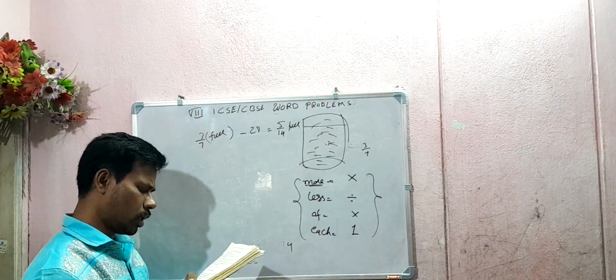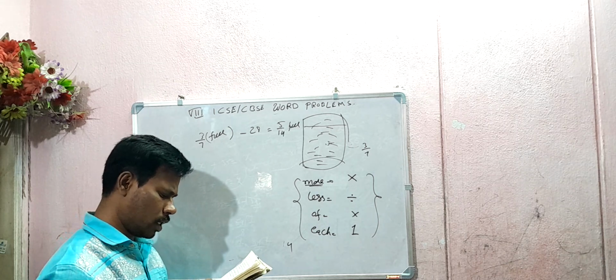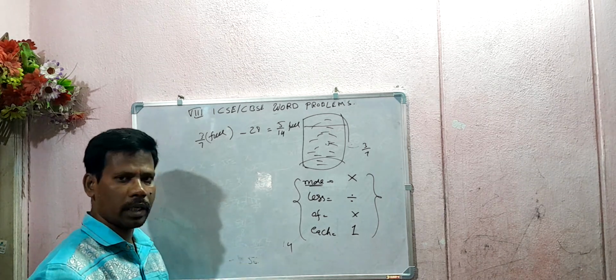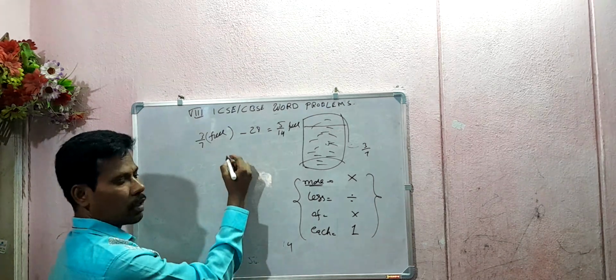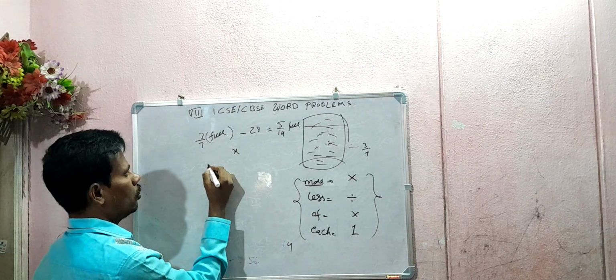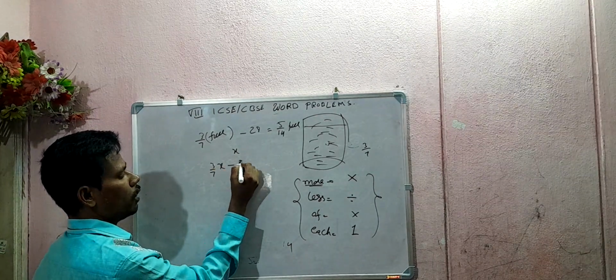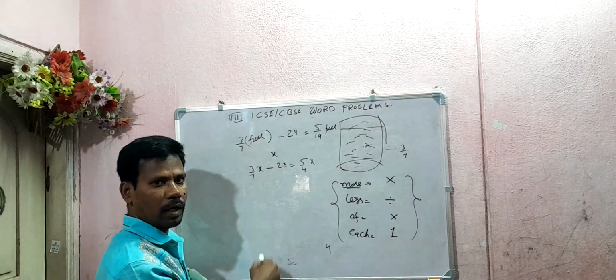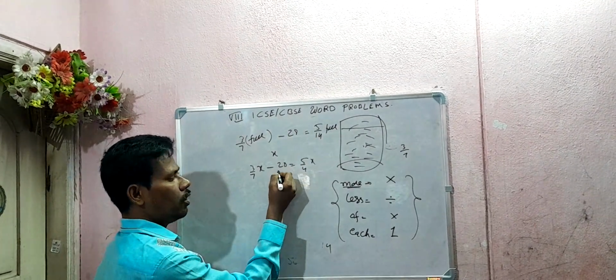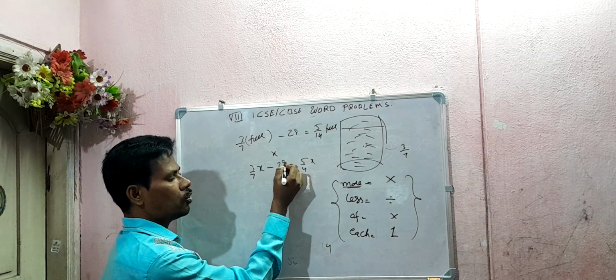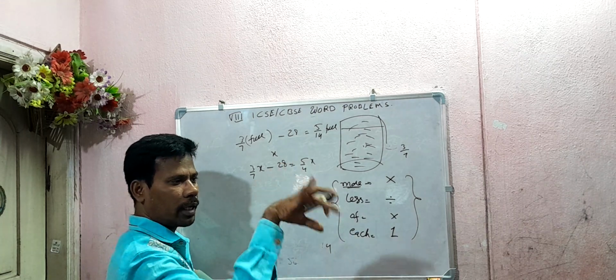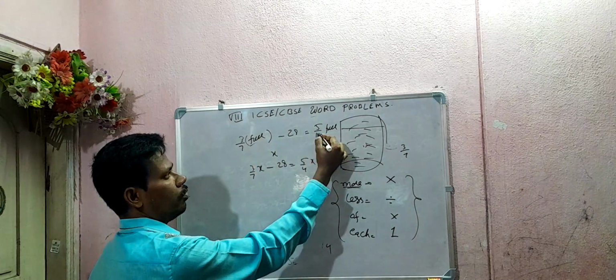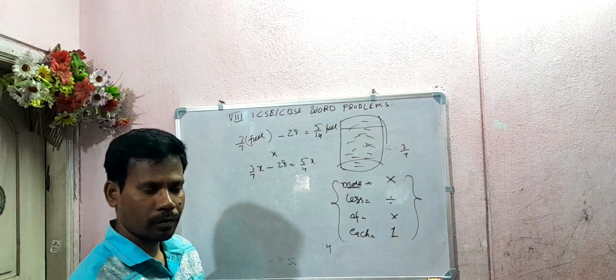So what is asked? Find the total capacity of the drum in liters. Let the total capacity of the drum in liters be x. So 3 by 7 into x minus 28 is equal to 5 by 14 x. Find out the x. Why do you have to subtract here? What is the meaning? Because 28 liters is drawn. Drawn means taken away. So 3 by 7 full minus 5 by 14 full.